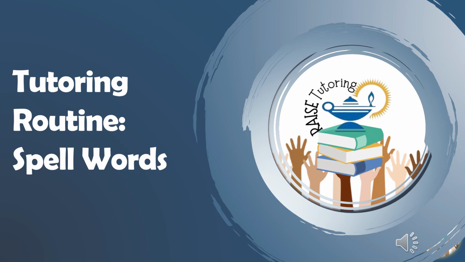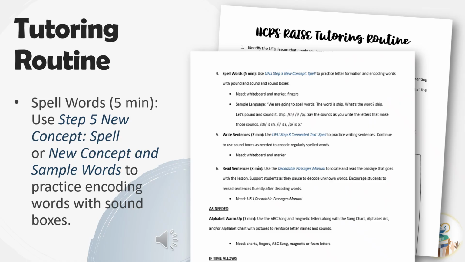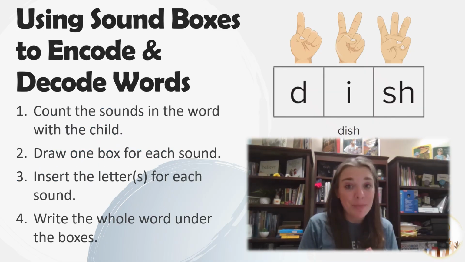The next part of our tutoring routine is focused on spelling words. You'll find this part of our routine next to the number 4 on page 2 of the document. Every time we use sound boxes to spell a word, there is a very specific process that we're going to go through. It begins with saying the word and then counting the sounds within the word before we take it to sound boxes. Watch as I show you how this looks and sounds.